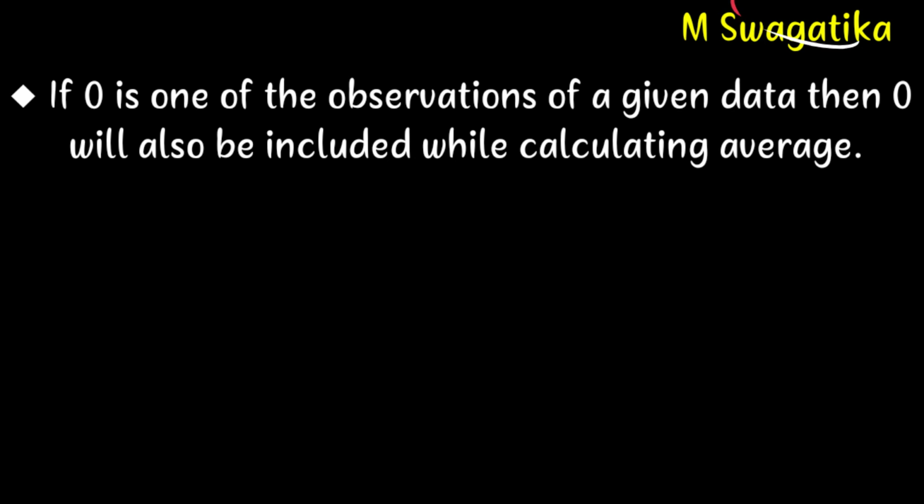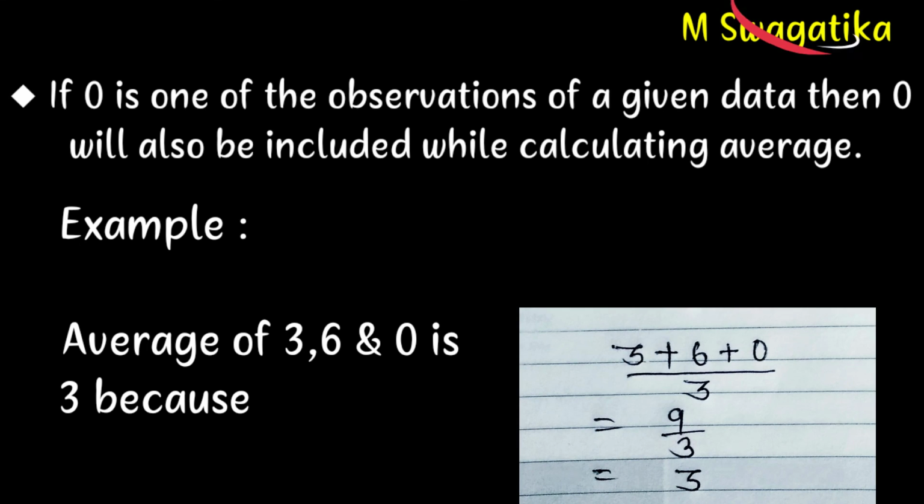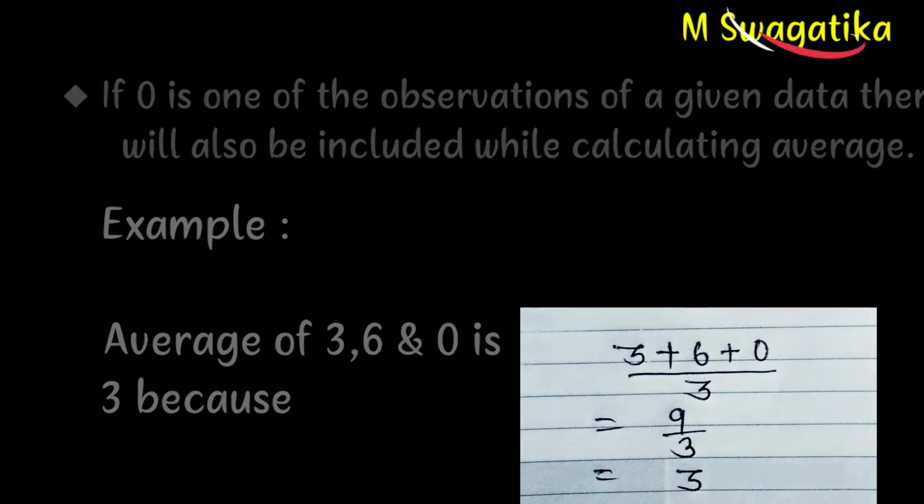If 0 is one of the observations of a given data, then 0 will also be included while calculating the average. For example, the average of 3, 6 and 0 is 3, because (3 + 6 + 0) / 3 = 9 / 3 = 3.